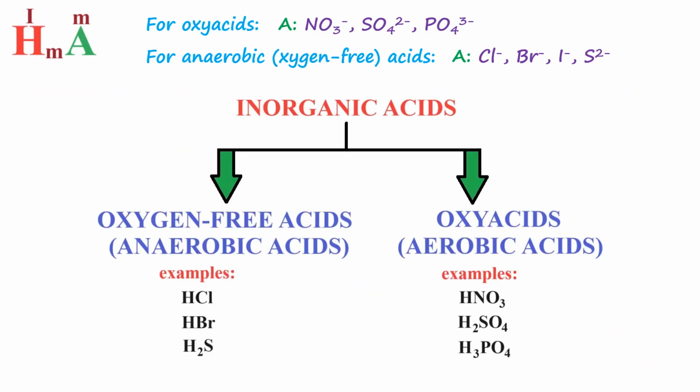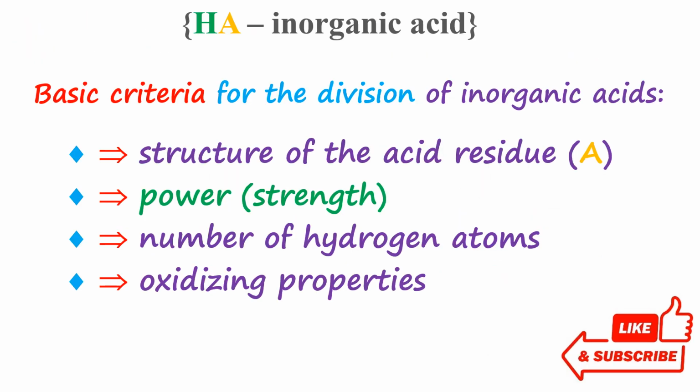If Ra, the residue, contains, among other things, oxygen, then the acid, as the name suggests, belongs to the group of oxyacids. However, if A is a single atom, for example, chlorine or bromine, then such an acid will be an anaerobic, oxygen-free acid. Second on our list is the division of acids according to their strength, so otherwise known as power.